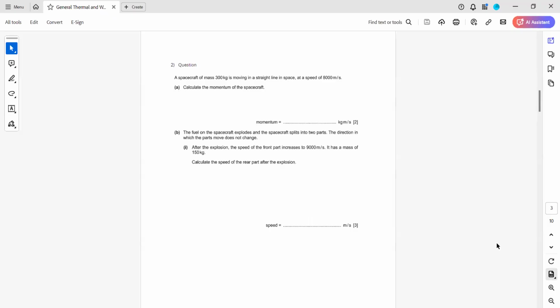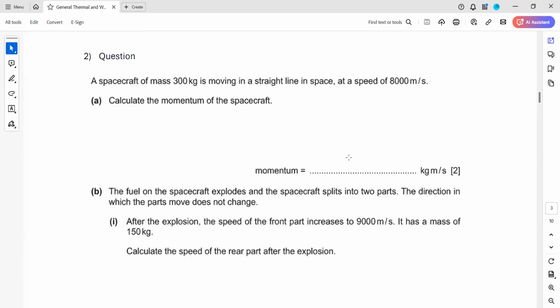In question 2, a spacecraft of mass 300 kg is moving in a straight line at a speed of 800 meter per second. What is the momentum? You can use my chat or screen annotation to answer. I want active participation as it's part of the preparation. Momentum, denoted by P, is equal to mv.